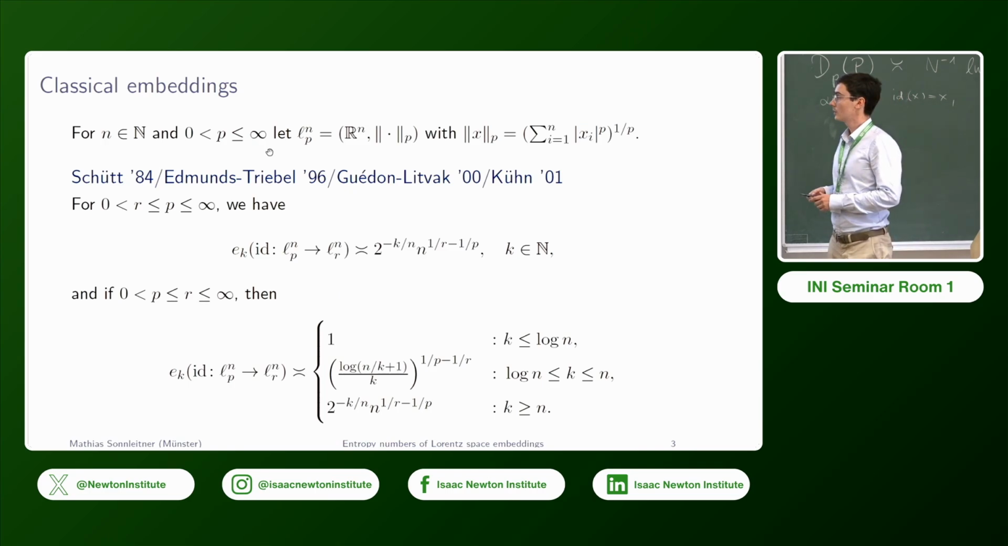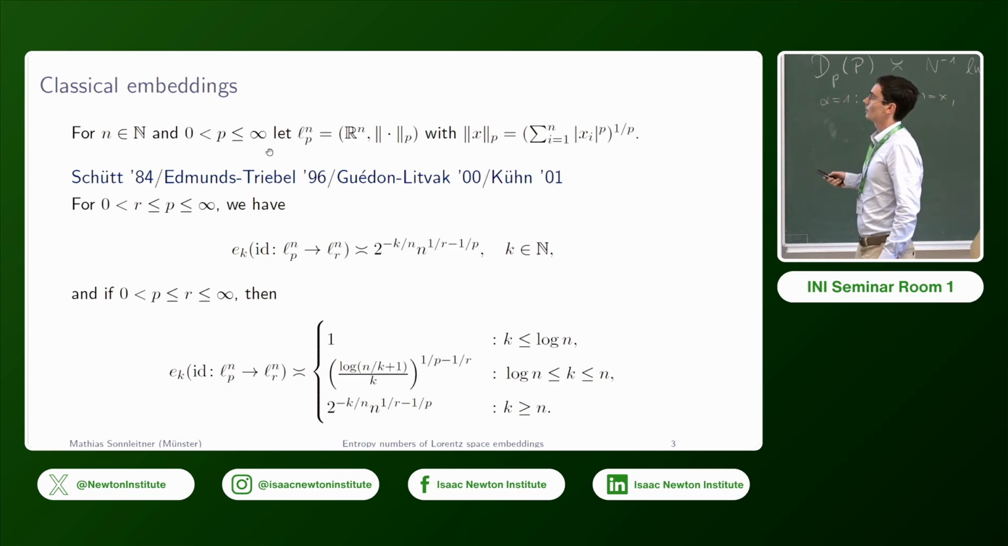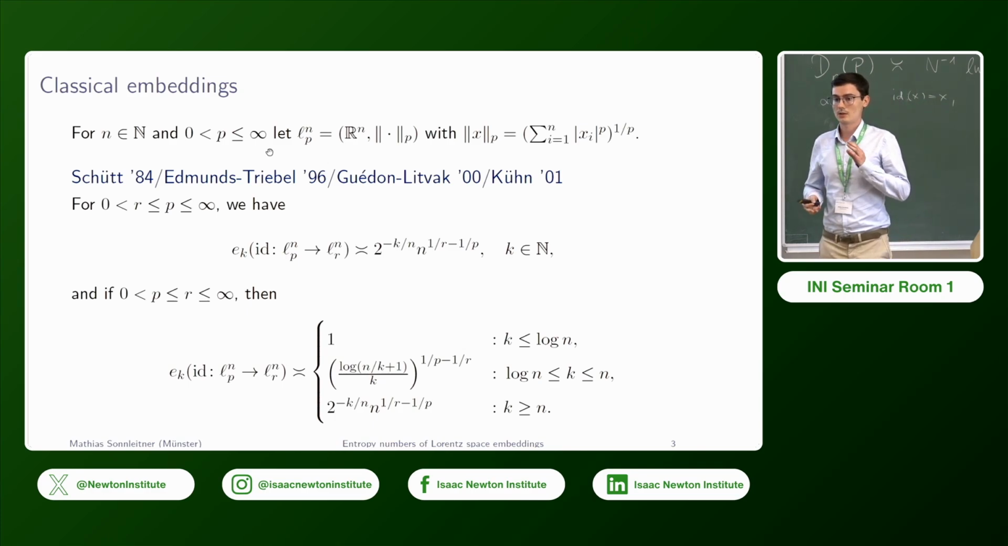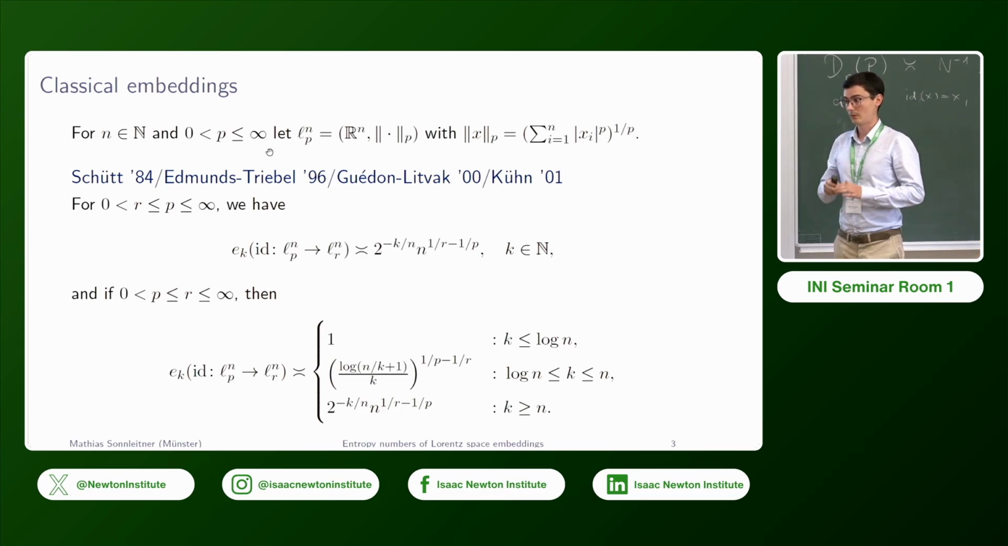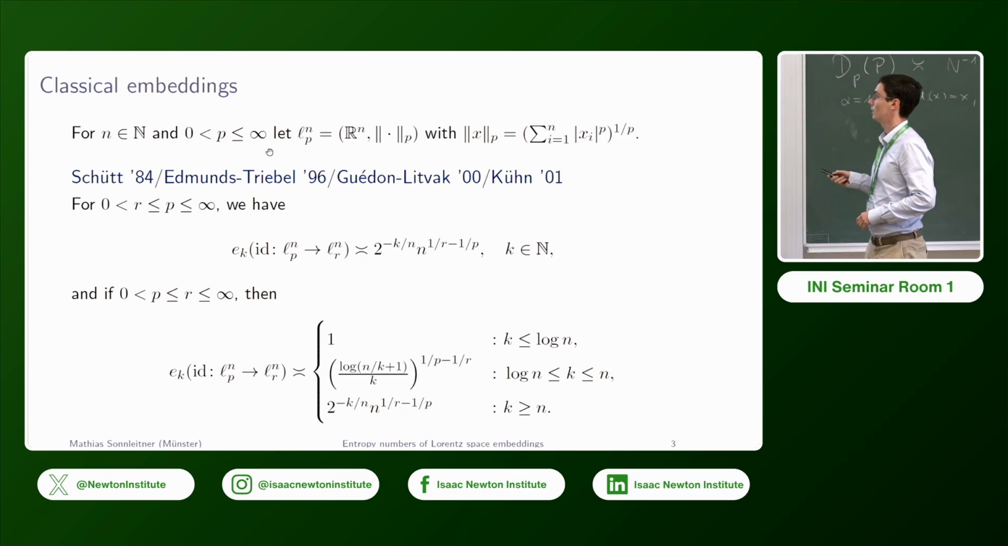In the first regime, we have the following behavior, where this notation indicates lower and upper bounds up to constants which are independent of k and n and only depend on p and r. And we notice here this exponential behavior.